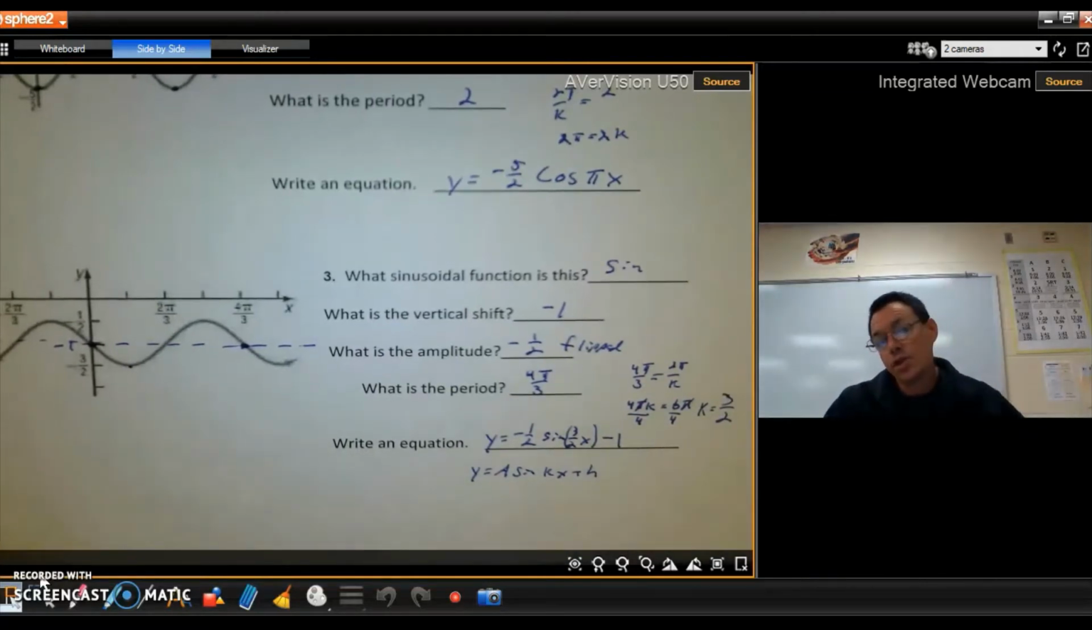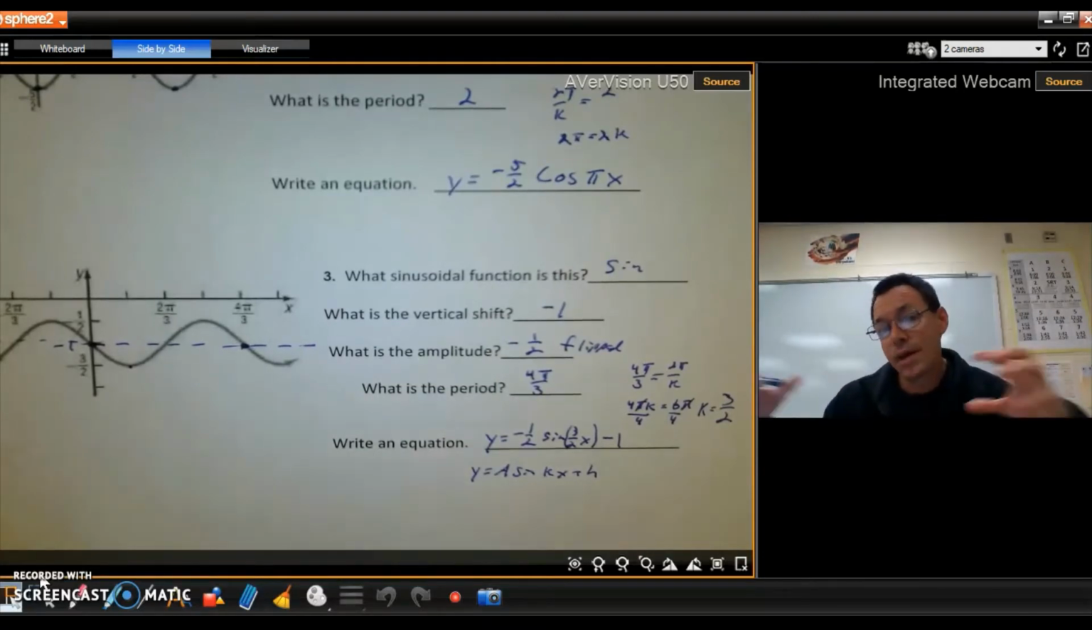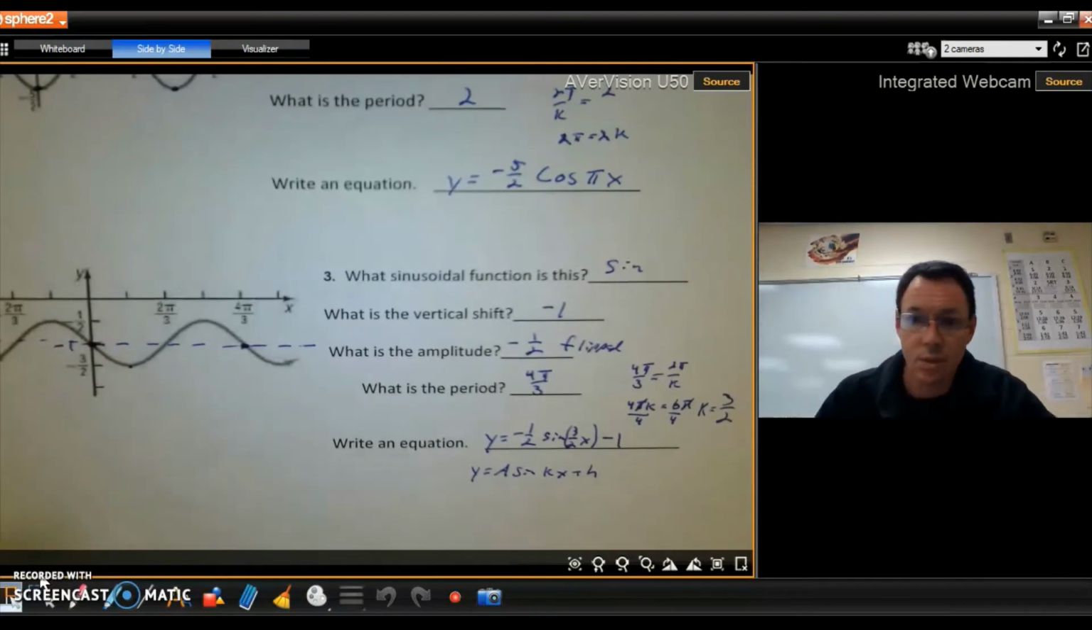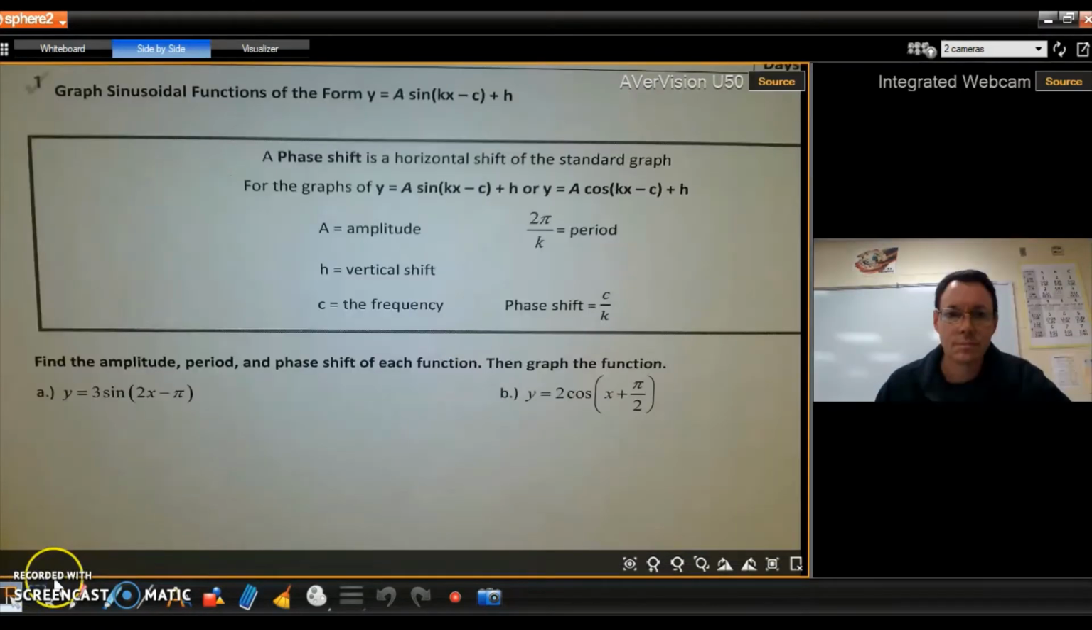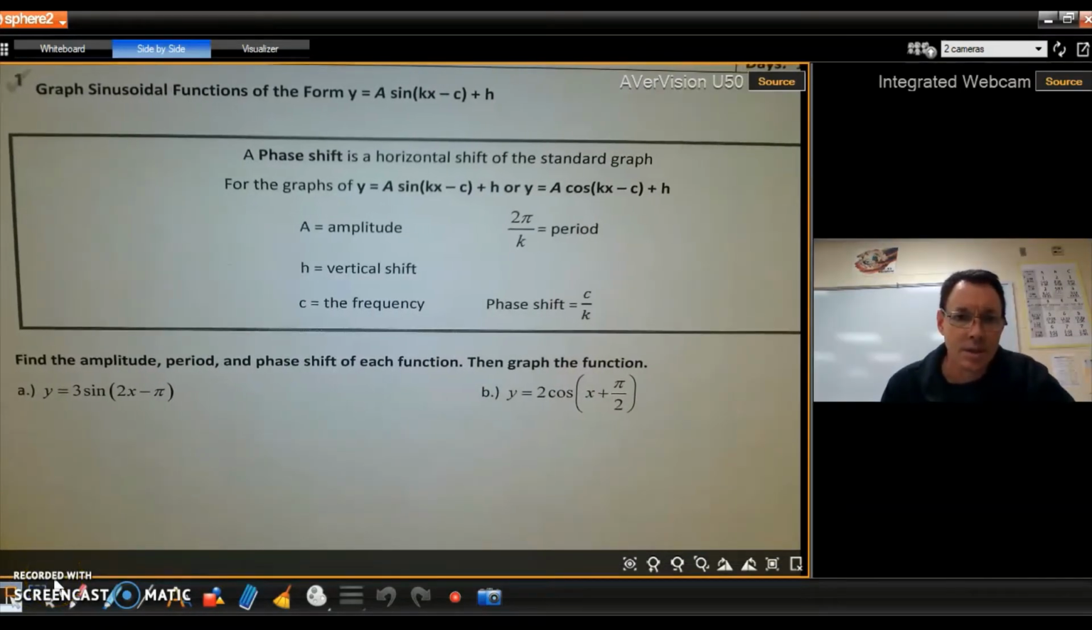And that's it. So you're just going to look at the graph and piece by piece figure out the different parts and what's going on with the graph, and then we're going to put all that together into the equation. Okay? All right, last thing we're going to talk about today.